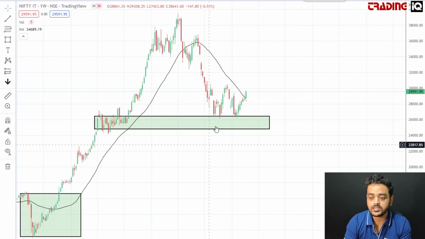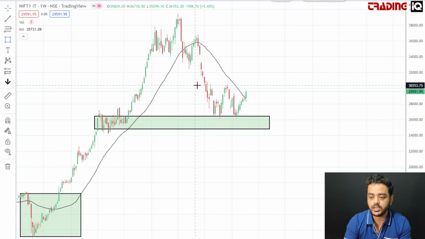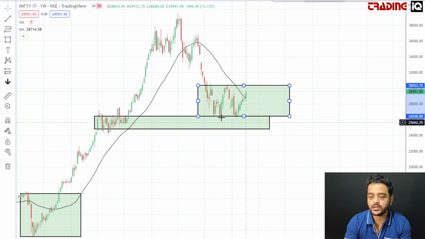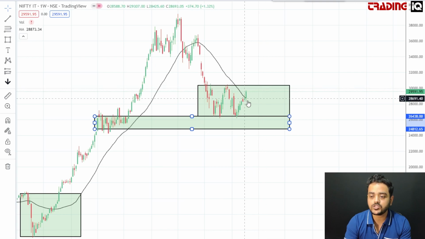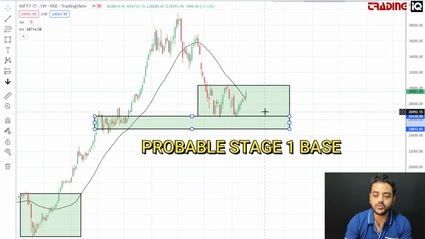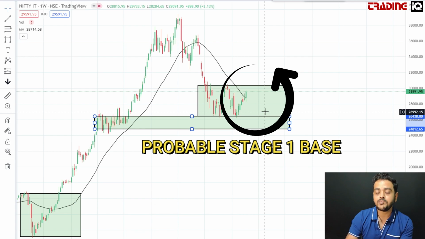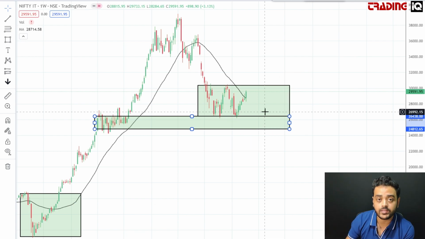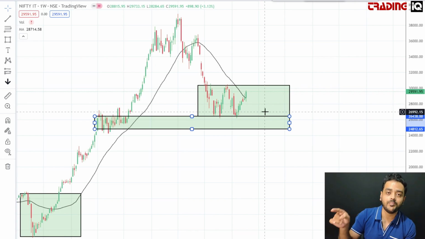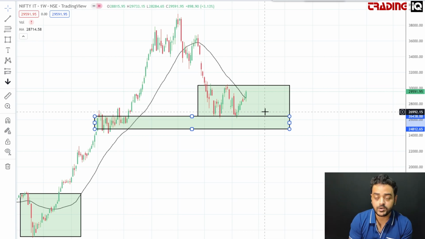It is creating a base. It could create a base from here on, right? It could create a base around here, right? Because it has solid demand around this level. And if it breaks past this level and you see that the 30-week moving average is bending upwards, that means it is showing some strength. Now, when the sector is showing some strength, you'll have to go find the best performing stocks from the sector, and then you probably can invest. But right now, you cannot go all in.